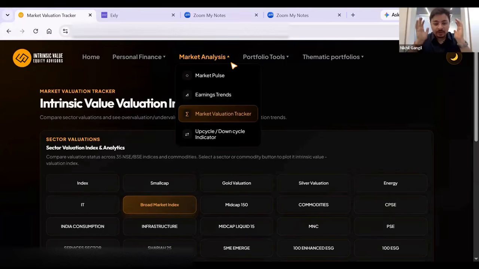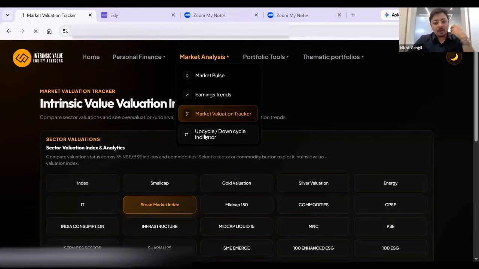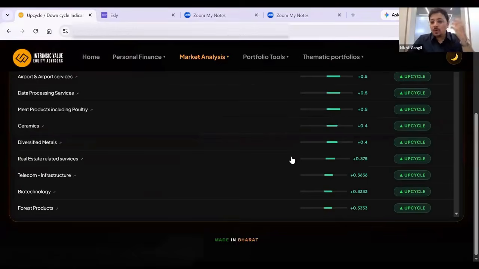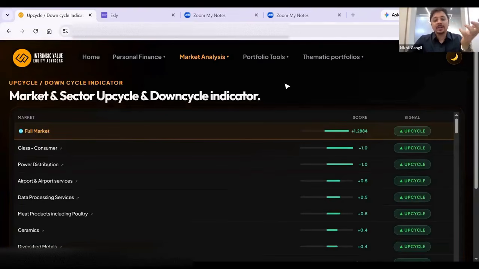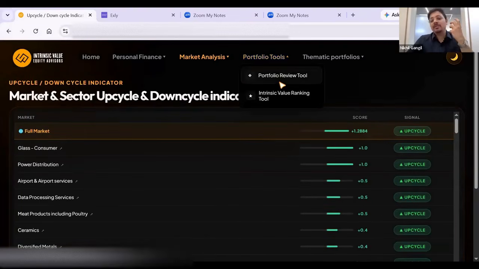In the next video, we are going to learn about the upcycle and downcycle indicator. I have already explained in our workshop how it works, but I'll give you the idea again: how you can find the sectors that are in upcycle and downcycle, and what to do about them. Then we will go to the portfolio tools, where we will review particular stocks: what the parameters and indicators can be, and how the portfolio review tool will give you insight on those stocks.